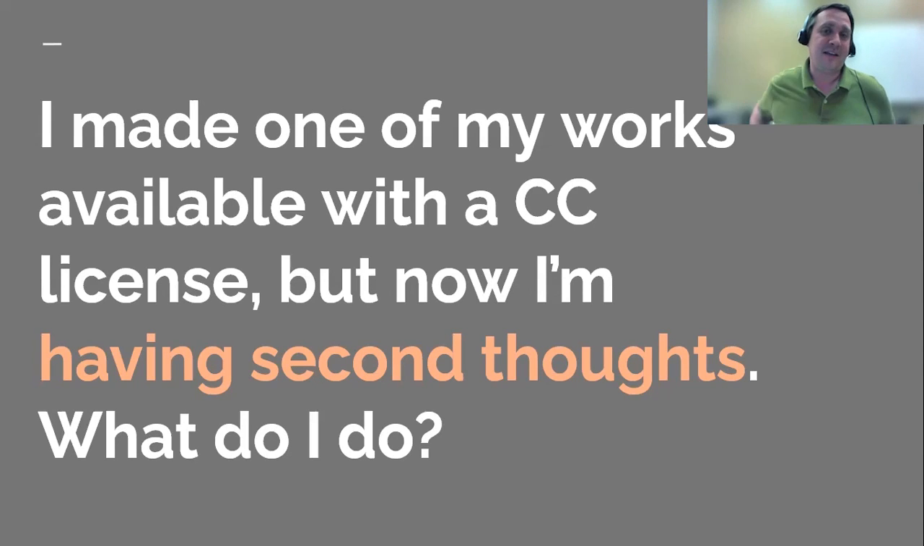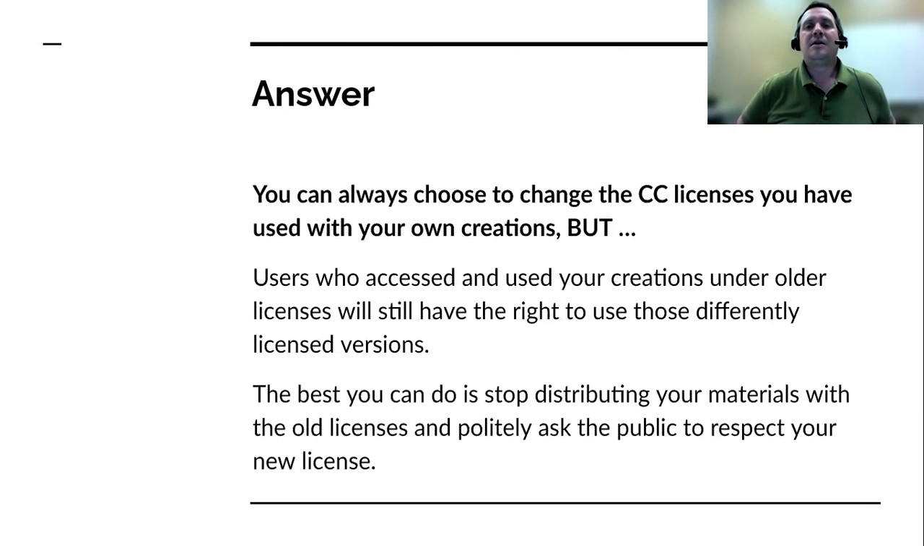I've made one of my works available with a license, but now I'm having second thoughts. Maybe you applied a CC license to a photo, but you've seen somebody do some terrible things with that item, and now you wish you could just take it back. What can you do? You can always choose to change the license of the item that you have put up, but anybody who's already downloaded it, anybody who's already accessed it, anybody who has a copy that has the old license on it, technically can still continue to use that item with that license.